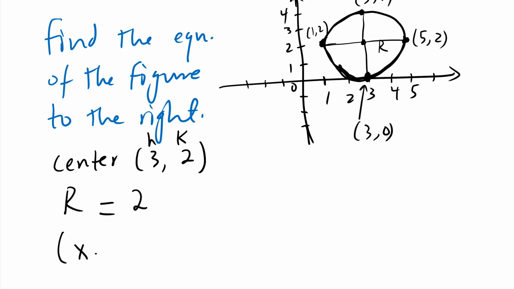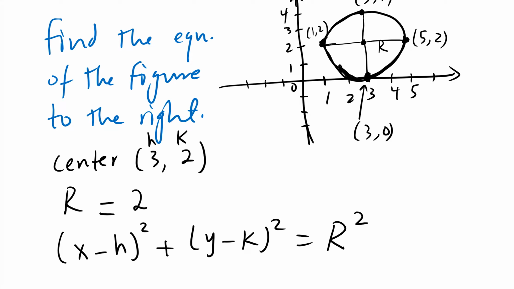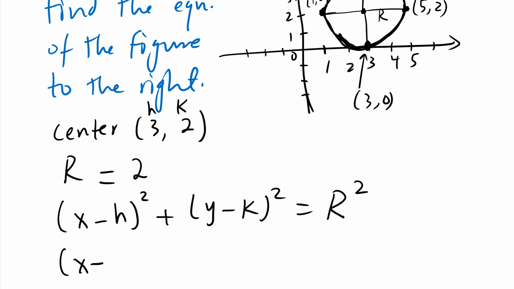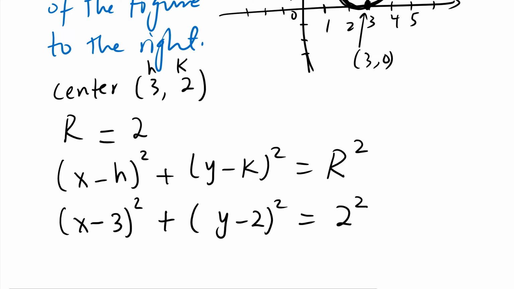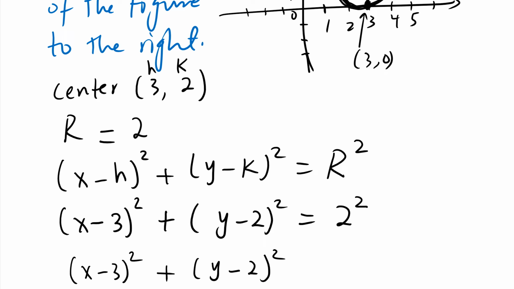Now we know the formula: (x minus h) squared plus (y minus k) squared equals r squared. h is 3, k is 2, r is 2. That gives us (x minus 3) squared plus (y minus 2) squared equals 4.